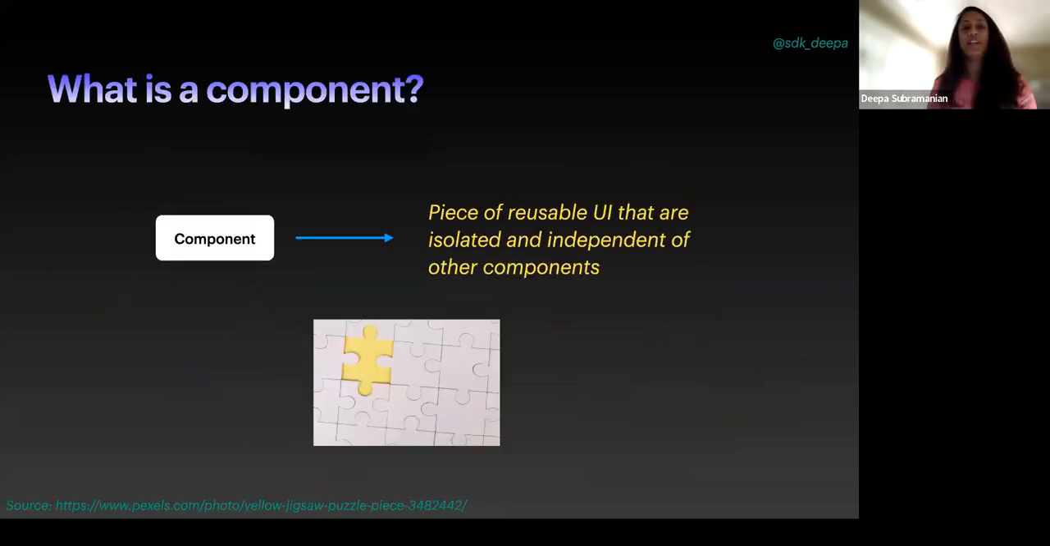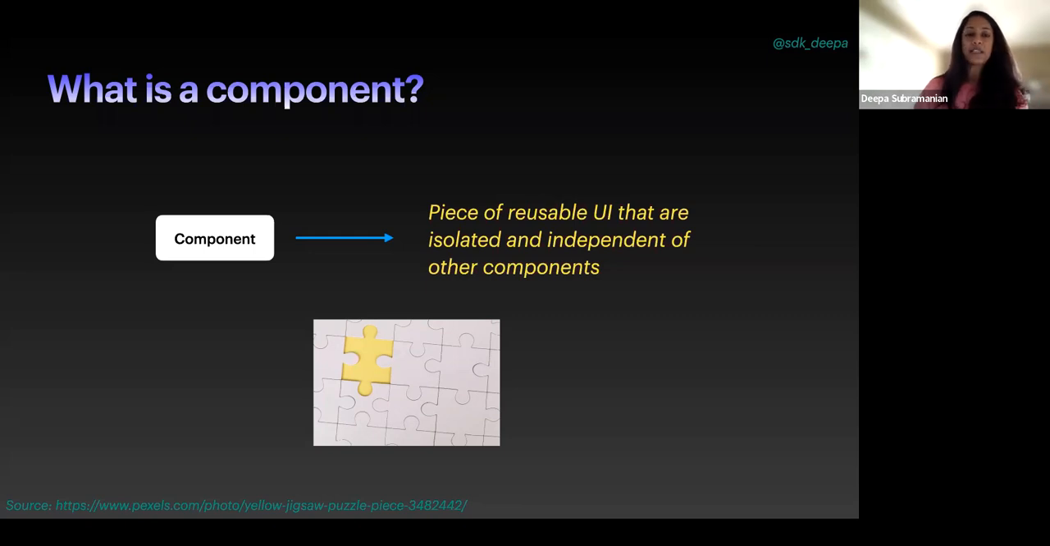Now, let's see what a component is. Everything in React is a component. So what is it? It's a piece of reusable UI. Imagine this as a puzzle piece, okay? Every component is like a puzzle piece, and it's all isolated and independent of other puzzle pieces, right?